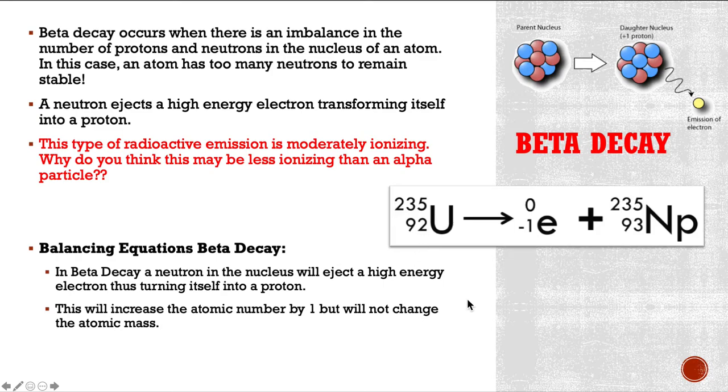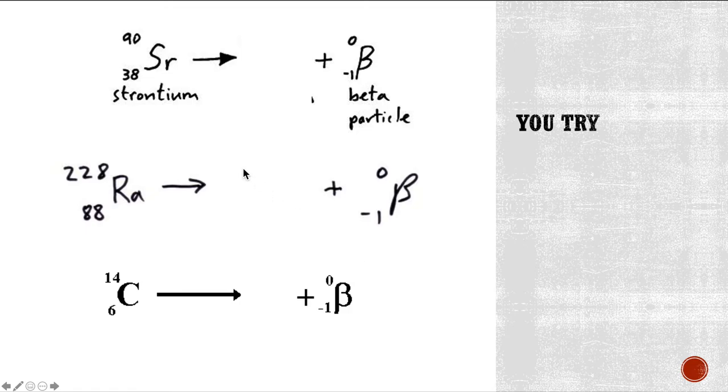So let's do some examples. We're going to start here with strontium-90. And we know that it's going to undergo beta radiation, so it's going to give off a beta particle. And when it does that, remember this is some number plus -1 is going to have to equal 38. So how many protons are we going to have here? 39. 39 plus -1 is 38 for the number of protons. And remember, with beta decay, there is no change in the mass.